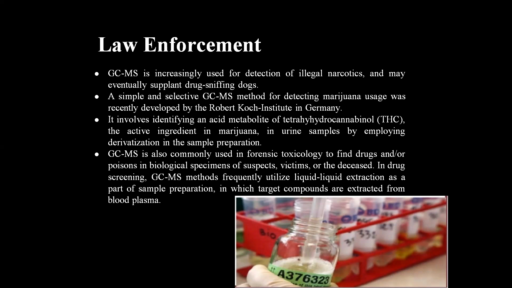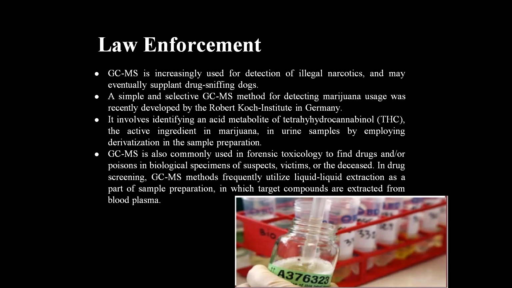Law enforcement. GCMS is increasingly used for detection of illegal narcotics and may eventually supplant drug sniffing dogs. A simple and selective GCMS method for detecting marijuana use was recently developed by the Robert Koch Institute in Germany. It involves identifying an acid metabolite of tetrahydrocannabinol, THC, the active ingredient in marijuana, in urine samples by employing derivatization in the sample preparation.